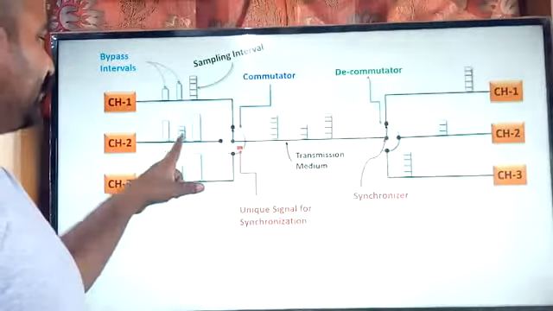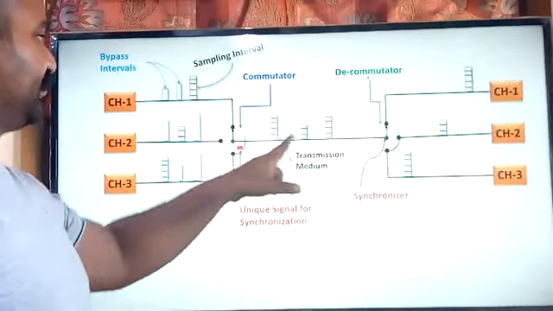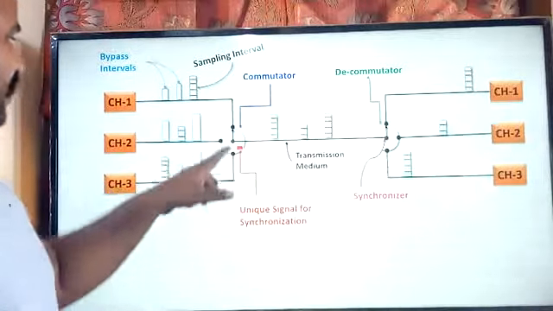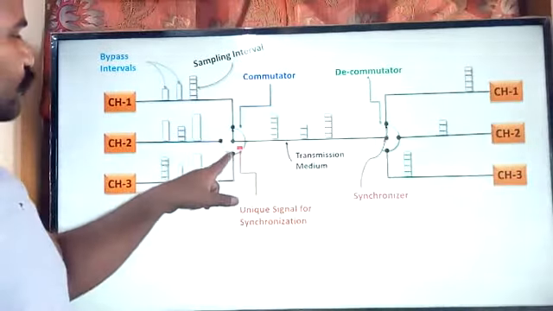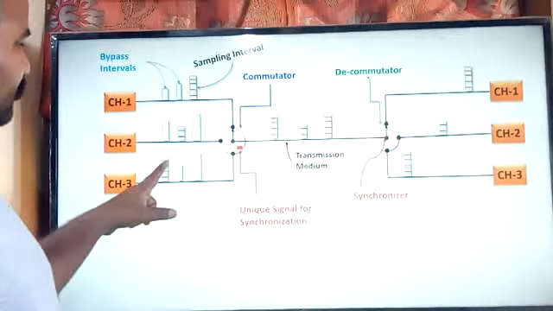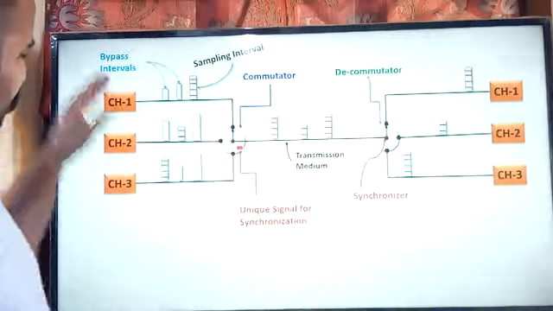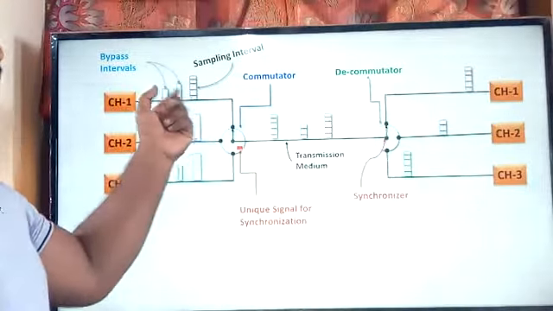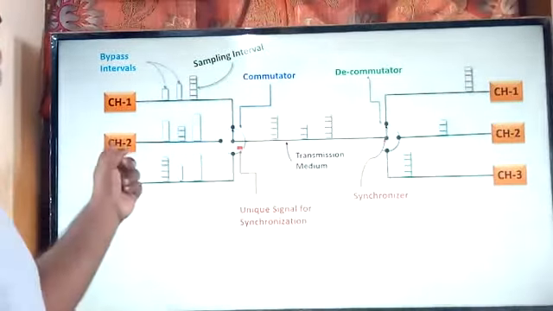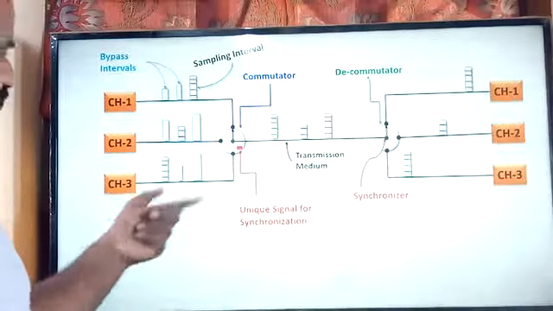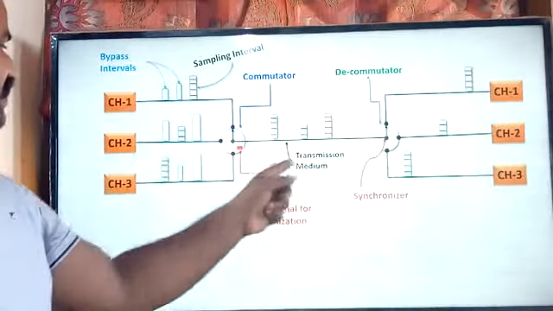In the second time interval, channel 2 is going to send the information. And in the third time period, this particular pointer is going to be connected to the third channel, and the information is transferred from here to here. If you see this, 3 channels have 3 time slots. During the first time slot, channel 1 is sending the information. During the second, channel 2, and during the third, channel 3.